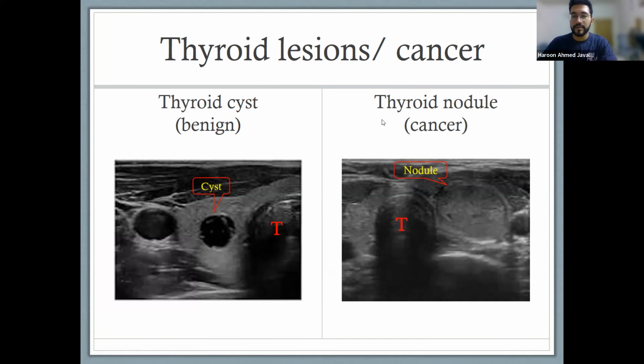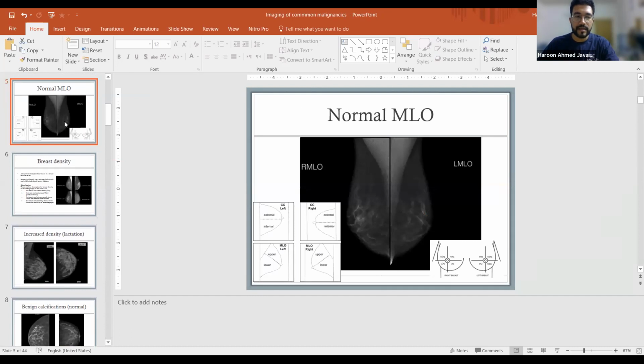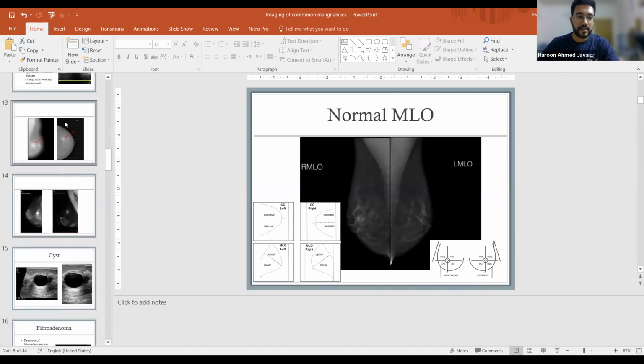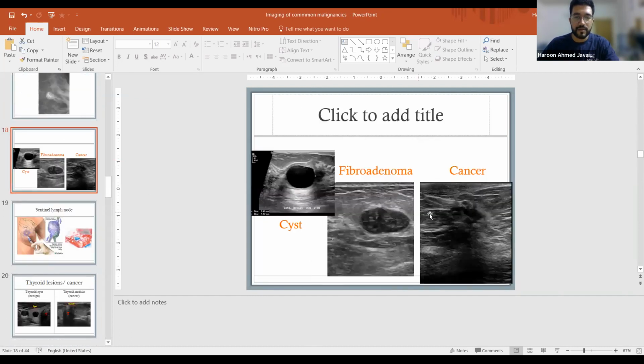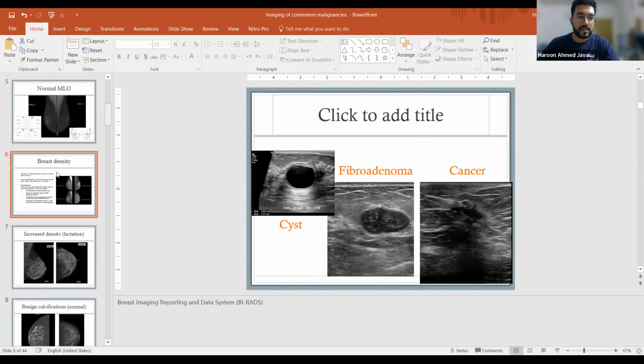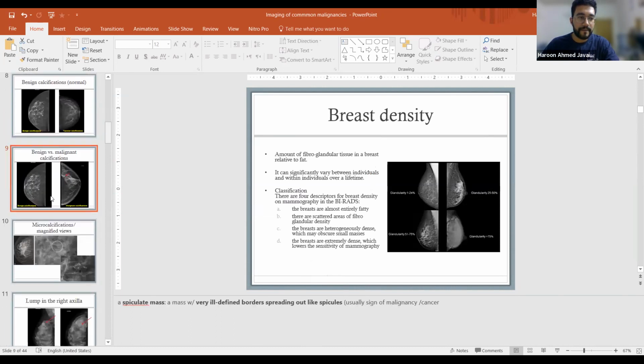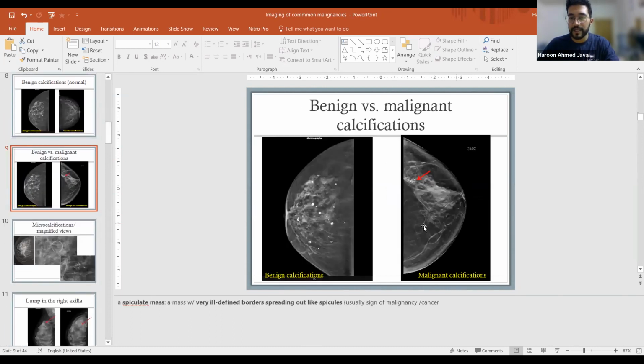They only included a few images, so the only images they have included for you are mammograms, something like this, and these images. This image over here, and you're good to go.